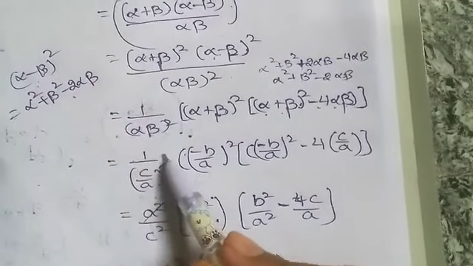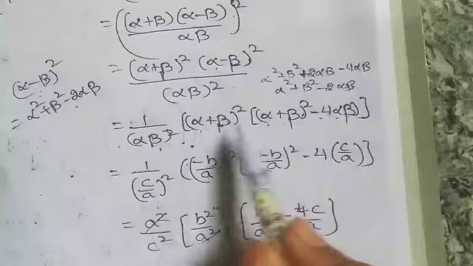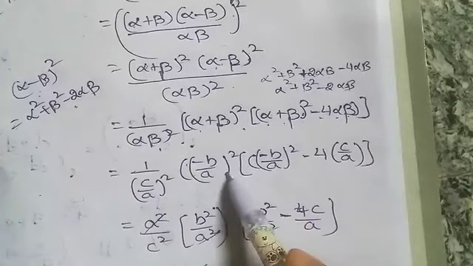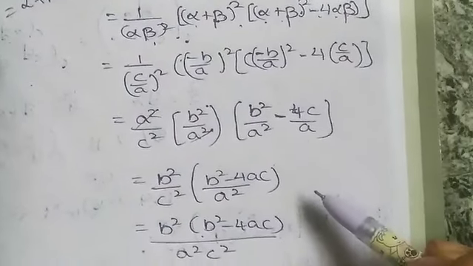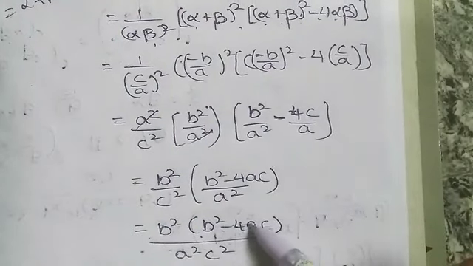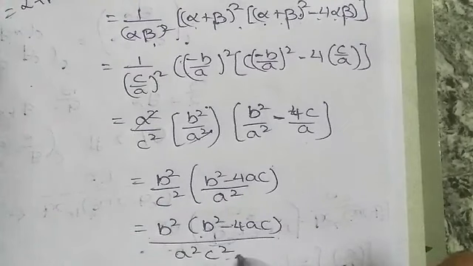Now we already have the values of alpha beta and alpha plus beta. Let's substitute them in this. So after solving this, we will get the answer b square into b square minus 4ac by a square c square.